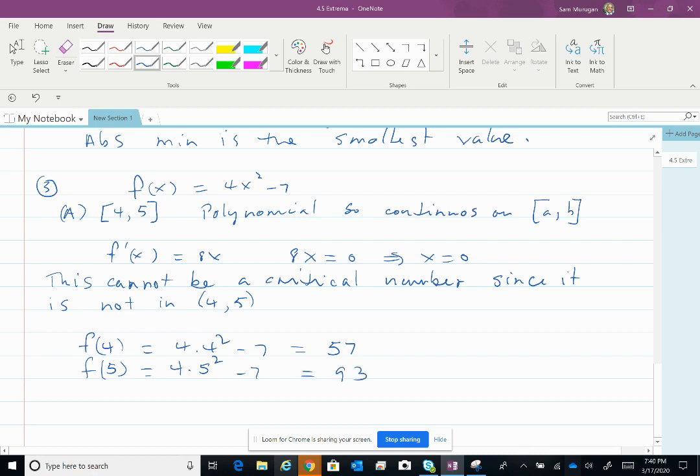So this is the absolute minimum at 57 when x is equal to 4, and absolute maximum at 93 when x is equal to 5.